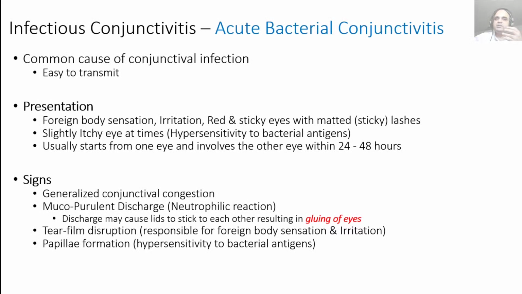You have tear film disruptions simply because of the reasons that we have been talking about. You have conjunctival inflammation, which interferes with mucin production and tears sticking to your cornea, and you have a mucopurulent discharge that's also affecting your tear film. So you get that foreign body sensation. And you might have papillae formation just because of the hypersensitivity to bacterial antigens, as we talked about, the eye being slightly itchy in a bacterial conjunctivitis.